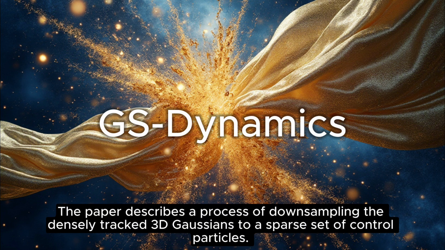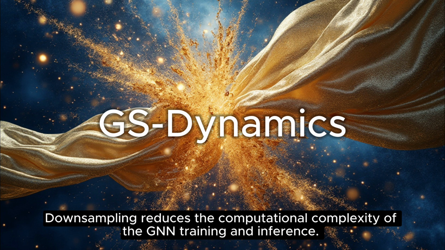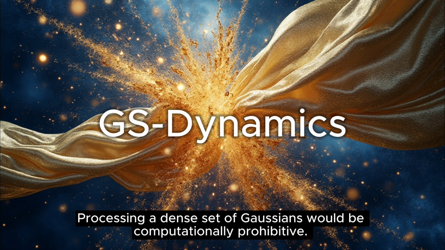The paper describes a process of downsampling the densely tracked 3D Gaussians to a sparse set of control particles. What is the rationale behind this downsampling, and how does it affect the accuracy and efficiency of the model? Downsampling reduces the computational complexity of the GNN training and inference. Processing a dense set of Gaussians would be computationally prohibitive.